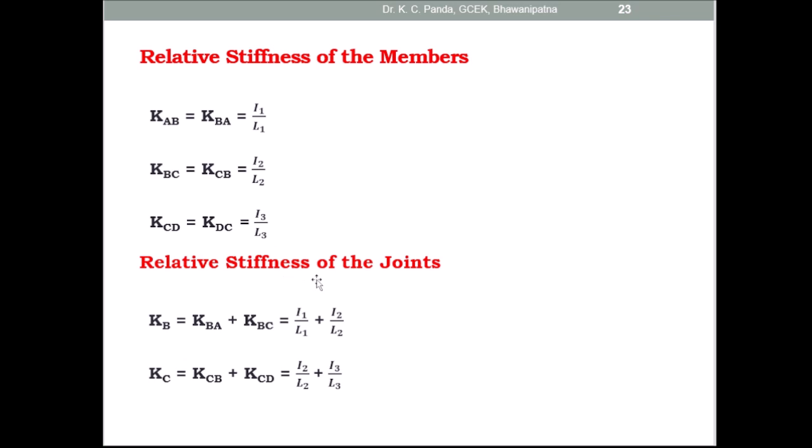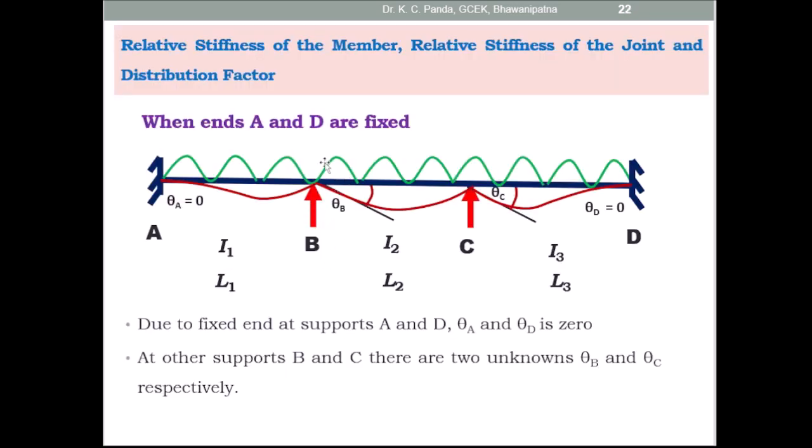Then find out the relative stiffness of the joints. So here this is one joint, this is another joint. At joint B, how many members meet? That is KBA and KBC. And at joint C, how many members meet? KCB and KCD. So KB is equal to KBA plus KBC, and KC is equal to KCB plus KCD.